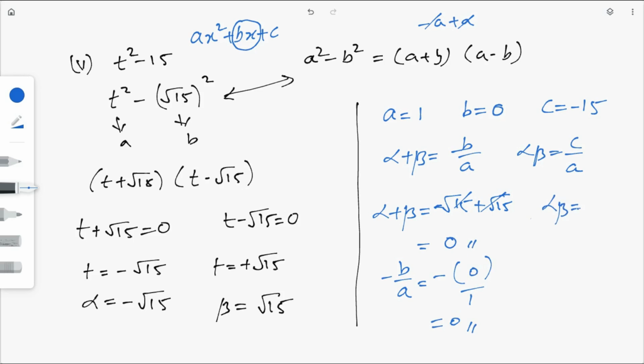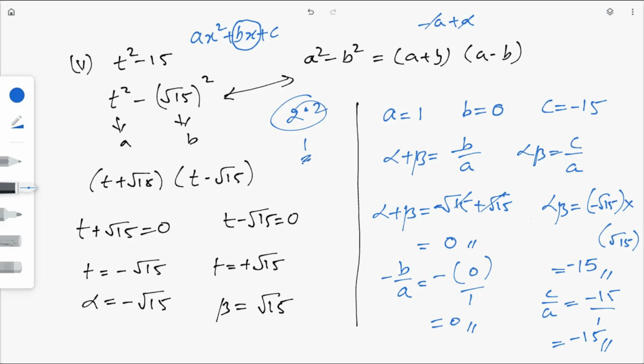Here it is alpha into beta, that is minus root 15 into plus root 15. Root 15 and root 15 will cancel out; when you multiply two same root numbers, then you will get 15 here. So minus 15. C by A. What is C? Minus 15. And what is A? 1. So you will get minus 15. Hence verified. So now you guys are comfortable with this 2.2 first main. We are done with all the problems from this 2.2 first main. Okay.